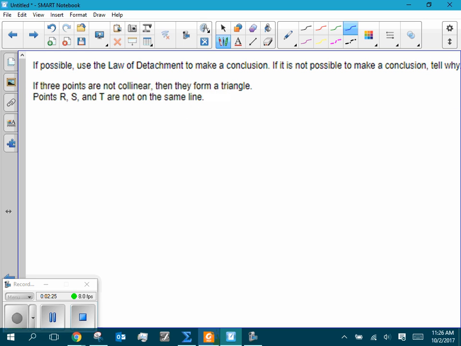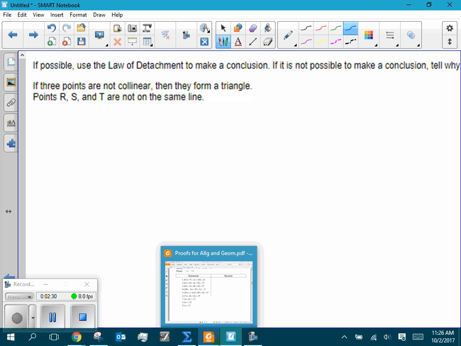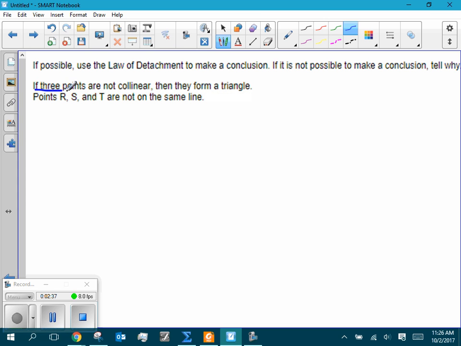Another one that was similar to that says if 3 points are not collinear, then they form a triangle. If 3 points are not collinear, then they form a triangle. So here there's my P statement. And then the second statement that goes along with the if-then statement is points R, S, and T are not on the same line. Well, is that what not collinear means? Yeah. So those two ideas do match. So what can you say about R, S, and T? They form a triangle. They're the vertices of a triangle.